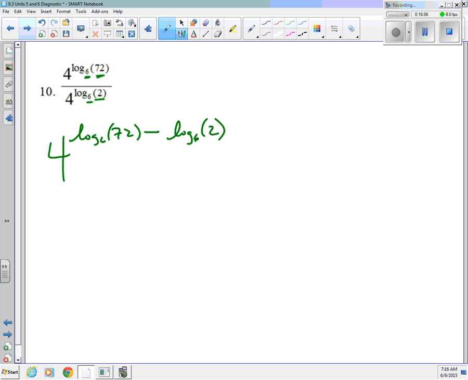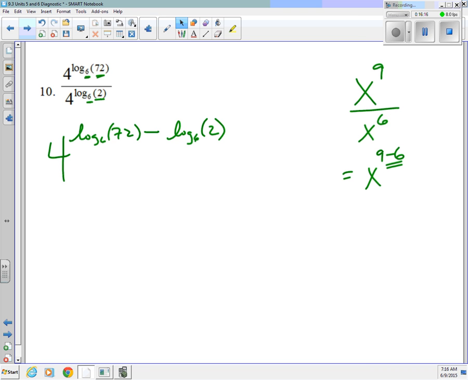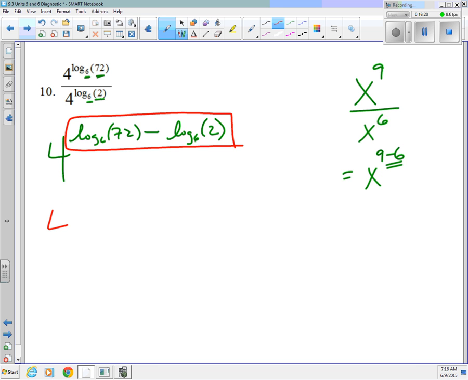So for example, let's say I had x to the 9th over x to the 6th. This would be x to the 9 minus 6. That's what we're doing here. So now I have 4 to this power. This power can be simplified. I have 4 to the log base 6 of 72 divided by 2.